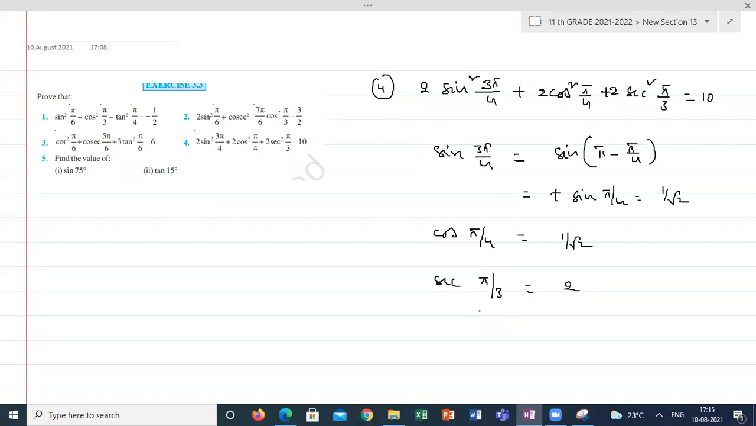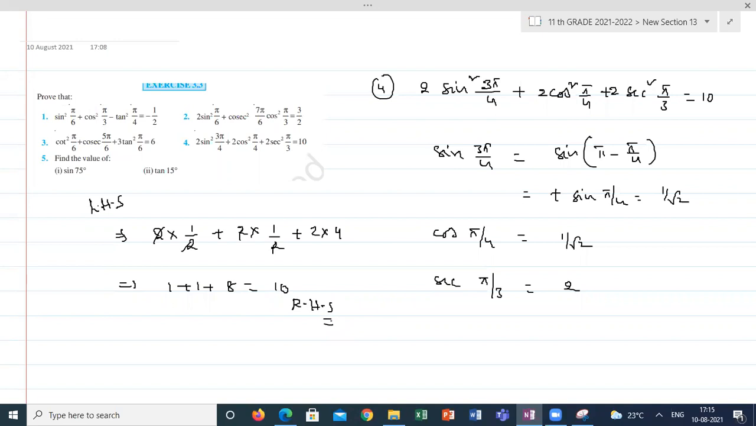Yes. So substituting all these values in the LHS, 2 into 1 by root 2 whole square, 1 by 2, plus 2 into 1 by root 2 whole square, 1 by 2, plus 2 into 2 square, 4. So the answer is 1 plus 1 plus 8, so 10. This is my RHS. This is how, in a simple manner, we can solve these kinds of questions.